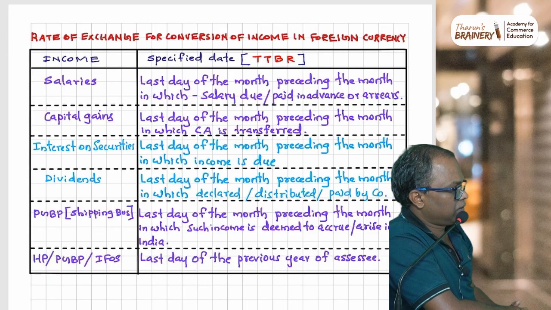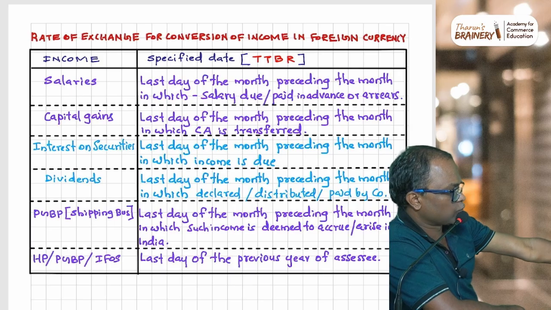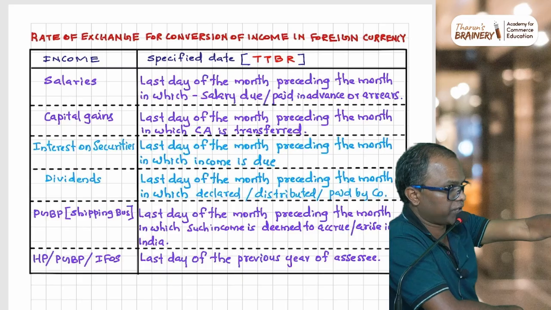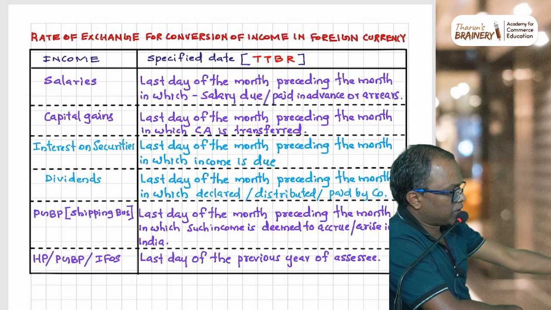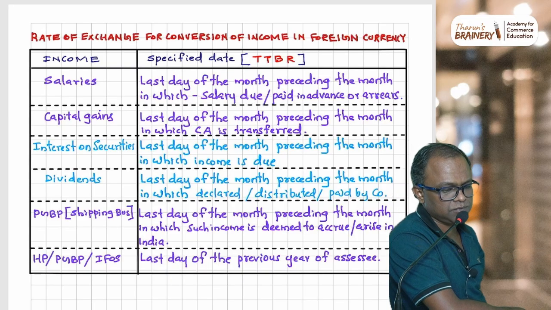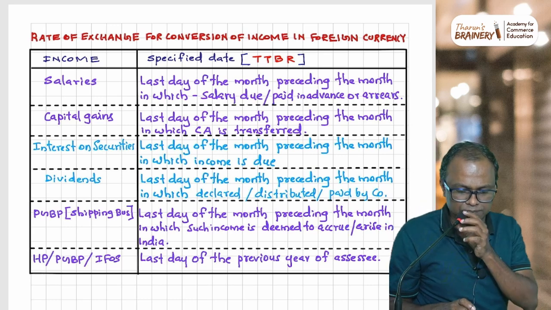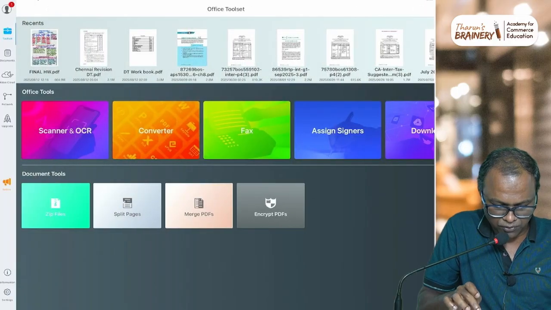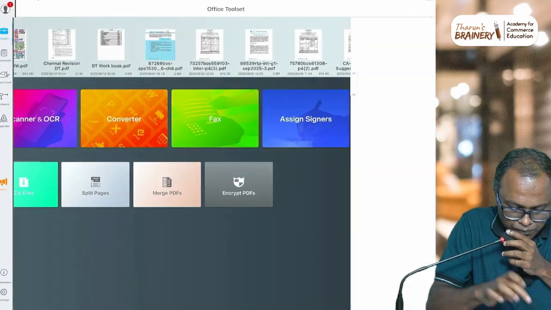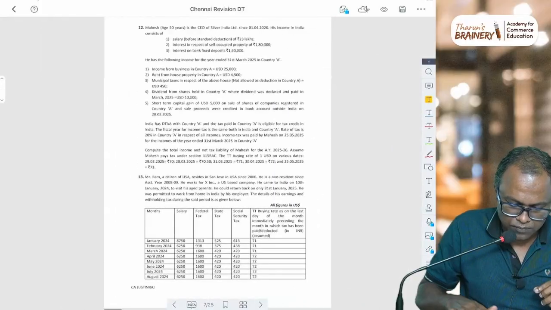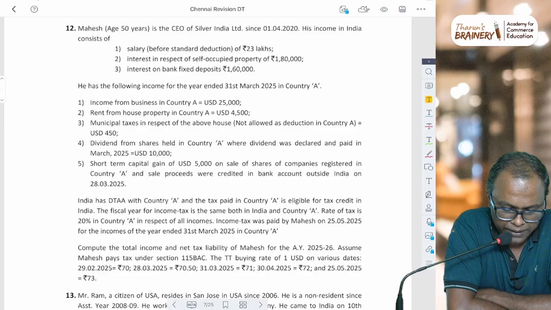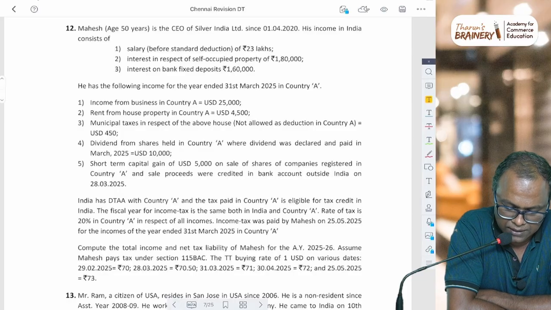Next, PGBP, last day of the previous year. House property also, last day of the previous year. All other income other than dividend and interest on securities in IFOS, last day of the previous year. That is the TTBR that should be taken. In this question, that is required, because some income is given in foreign currency. Short-term capital gain should be converted using the preceding month's exchange rate, which is given in the last part.